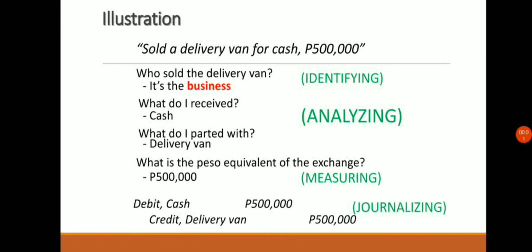If you guys notice in the entries, in the journalizing, the amount of debit is equal to the amount of credit. Let's say for example, in this journalizing, we have the debit of cash 500,000, and we also have a credit of delivery van of 500,000. So this actually refers to the theory of debit and credit, and we will be discussing more on this in a separate video.